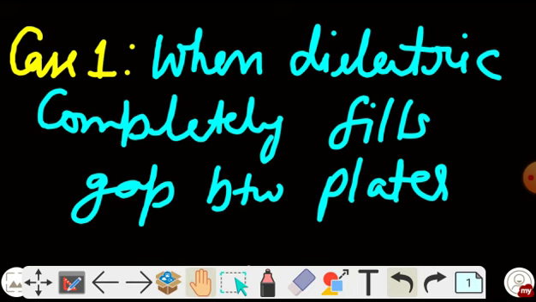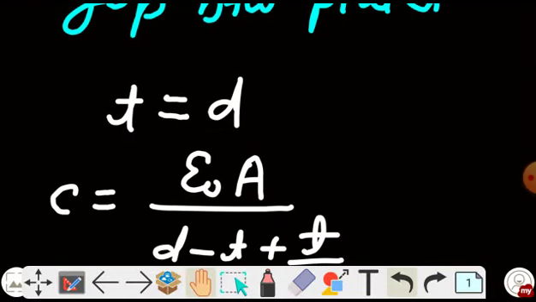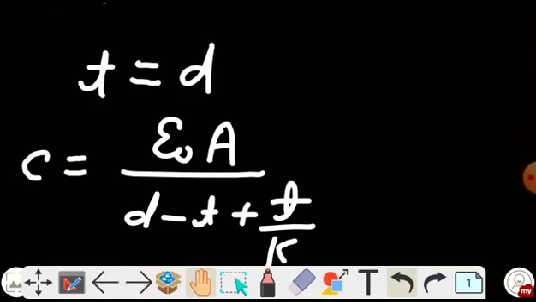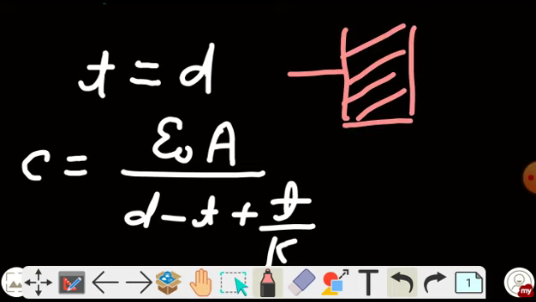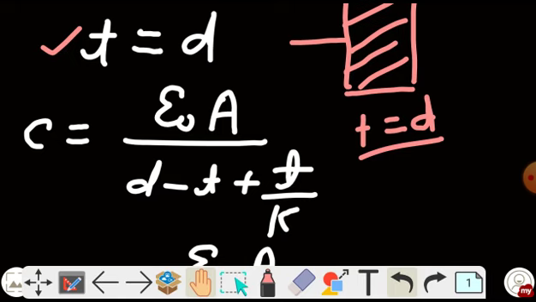But here we will derive the same thing using the expression derived above. When the dielectric completely fills the plate, this is the condition. In this case, the thickness of the dielectric is how much? Of course, it will be the total separation between the plates, that is D. So P equals D. The only thing we have to do is put P equals D in the expression, and we will get the final answer. So put P equals D here.